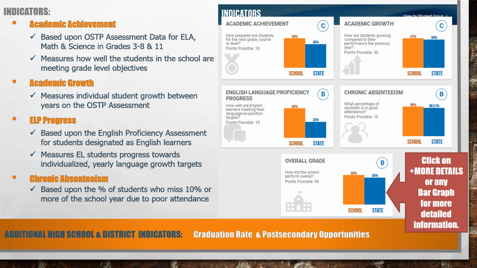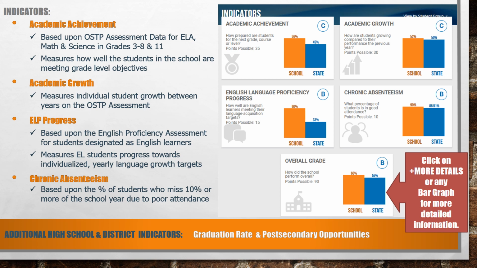The website provides detailed information about the following indicators. Academic achievement based on OSTP assessment data for ELA, math, and science in grades 3 through 8 and 11, which measures how well the students in the school are meeting grade level objectives. Academic growth, which measures individual student growth between years on the OSTP assessment.